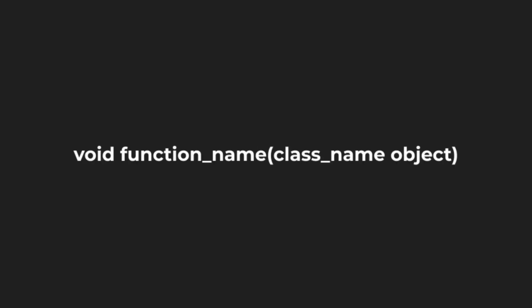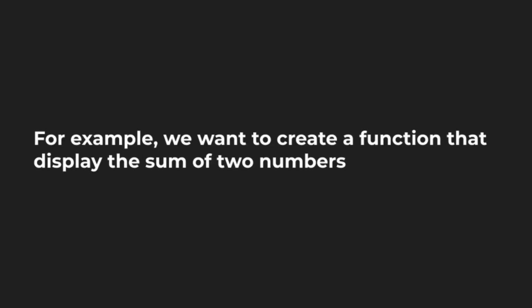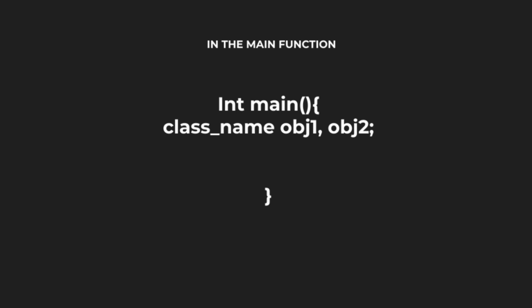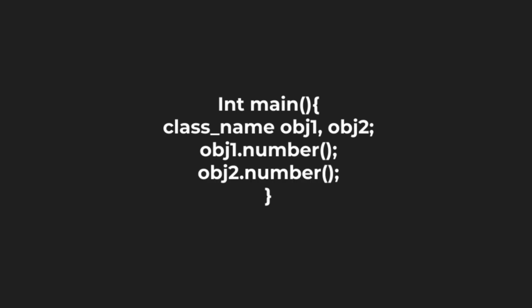And in a similar way, we can pass objects as function arguments. We type the return type, let's say void, then the function name, and in the parentheses, the class name and object name. Take an example where we want to create a function that returns the sum of two numbers, and we want to do this using objects. Inside the class, we create a function named number, having return type void, and this function will just take input from the user for the integer n. And then in the main function, we create two objects, object 1 and object 2, and we will call this function using the objects.